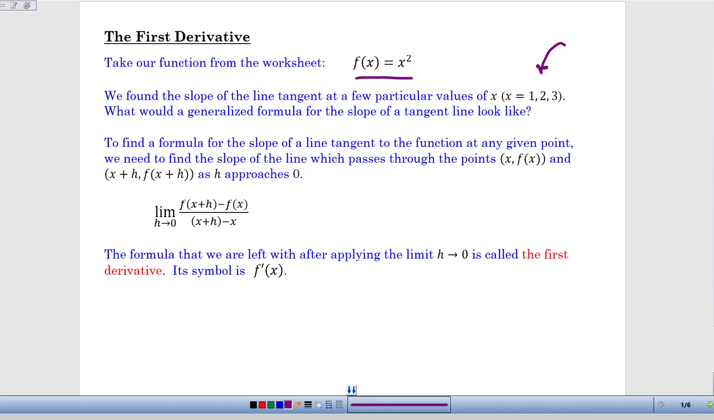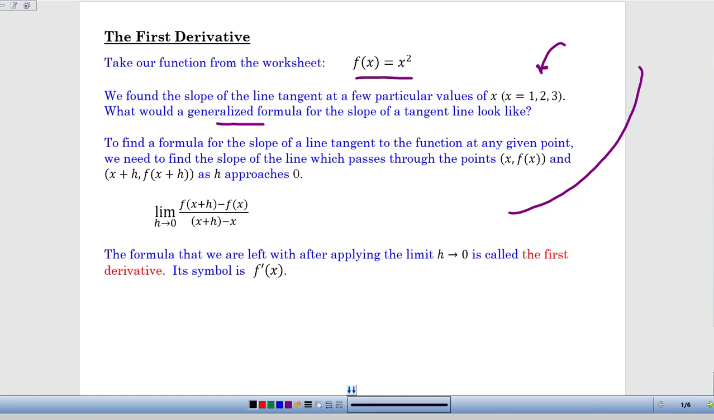And so we had an approach that we could use, but it wasn't very efficient because we'd have to go through the same thing for each individual point. So what we'd like is a generalized formula, something that we could just plug in whatever value of x we have, and we would instantly know what the tangent slope is. And so what we're going to do is take, for example, a curve like our f of x equals x squared.